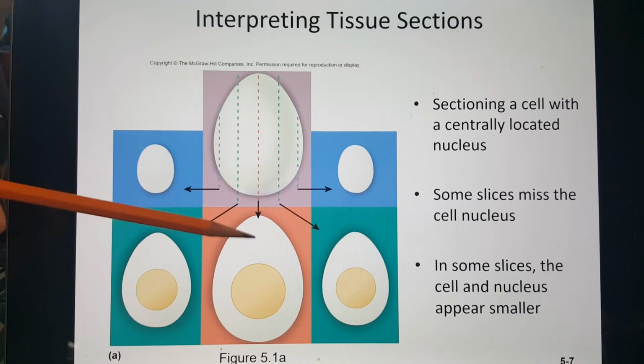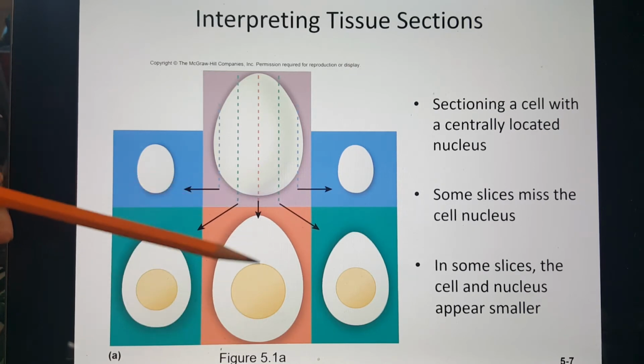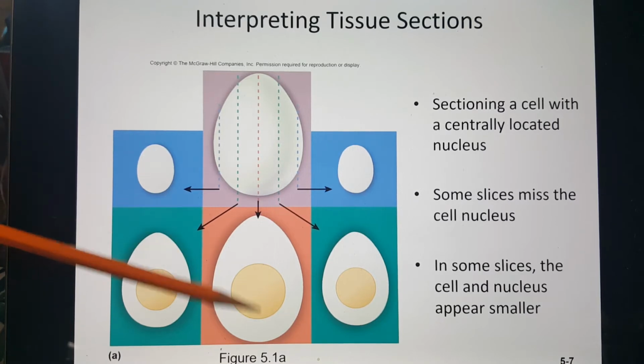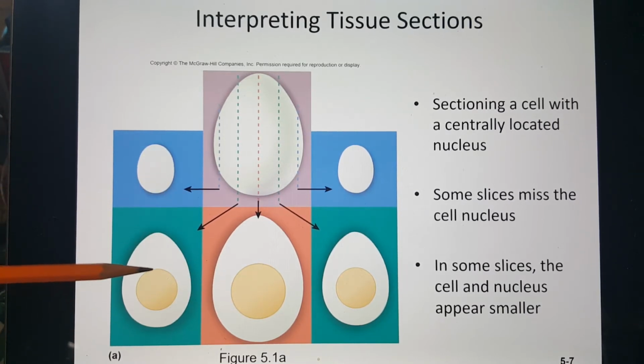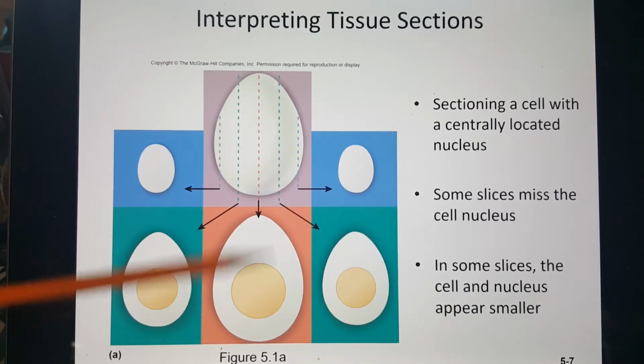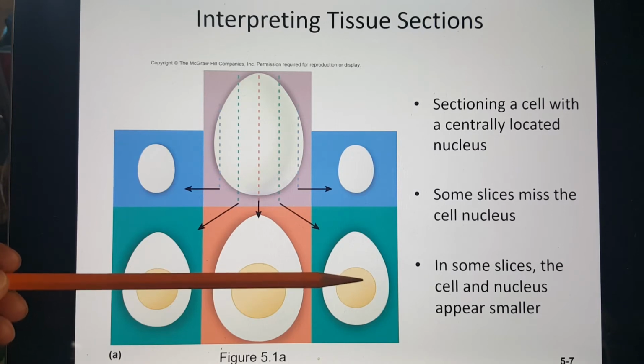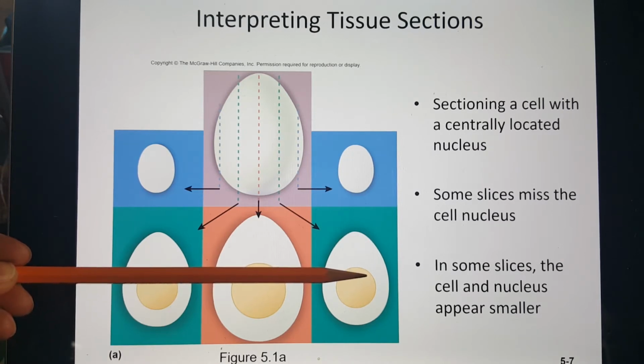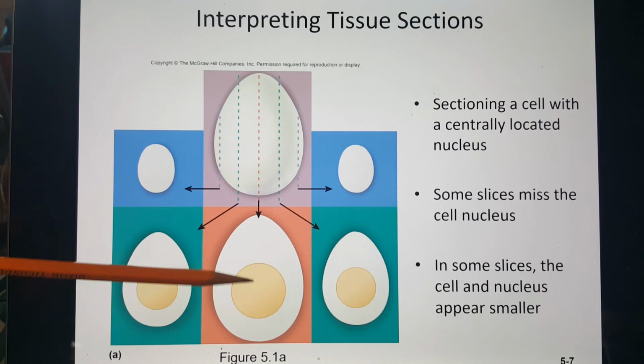One slice down the middle gives me the full length of our specimen, so the length of the egg as well as the full height of our nucleus, the egg yolk, versus the ones out here, it's a lot shorter. So if you looked at the top of that one, you'd still have a little piece of information that you're missing.